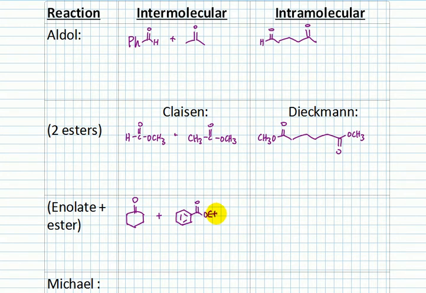An intramolecular Claisen reaction could be a methyl ketone on one end, and then 1, 2, 3, 4, 5, 6 carbons, like that.